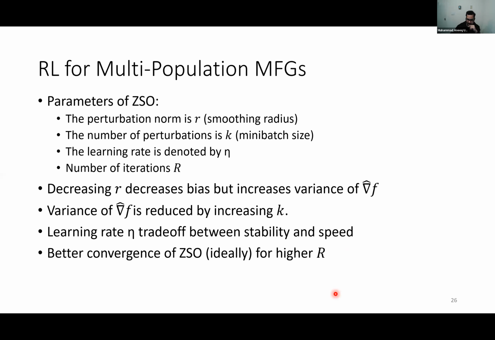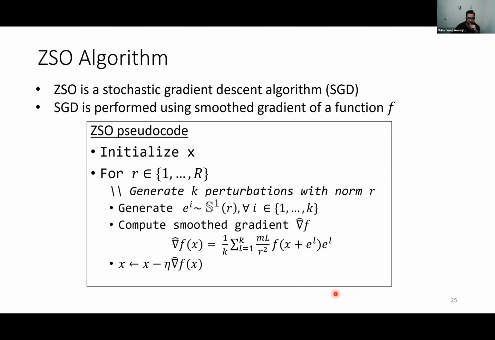Now, actually, this algorithm is a single point, 1-point ZSO algorithm. You can also apply a 2-point algorithm, which has better variance properties. I was having a discussion with one of my friends, and he pointed out that you can have a 2-point algorithm which has better variance.